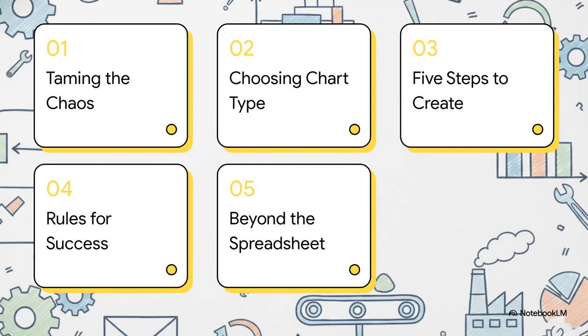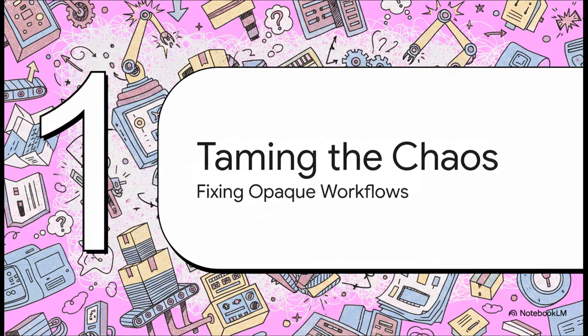To get you set up for success, our source outlines a clear 5-part roadmap. We're going to cover taming the manufacturing chaos, choosing your chart type, 5 steps to creation, rules for chart success, and finally, looking beyond the spreadsheet. All right, let's jump right into section 1, taming the chaos and fixing opaque workflows.